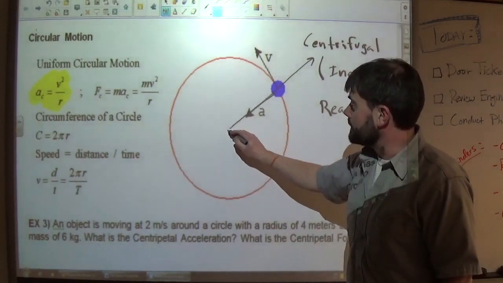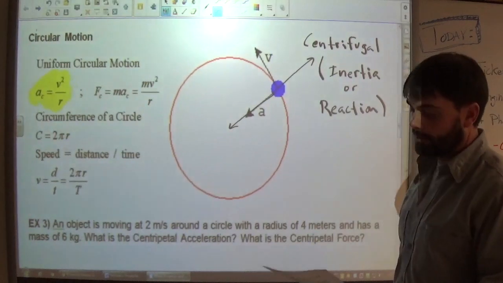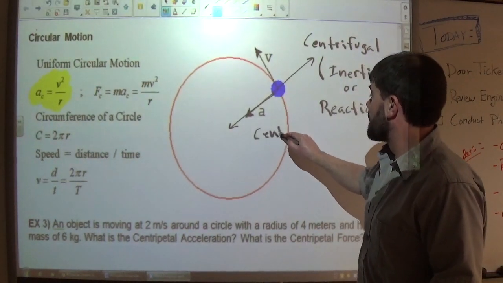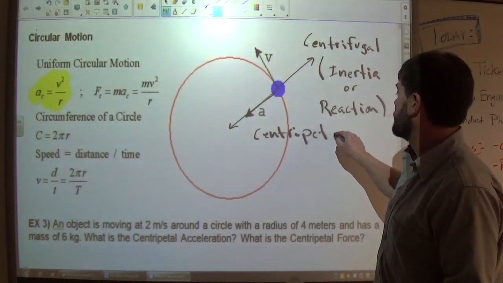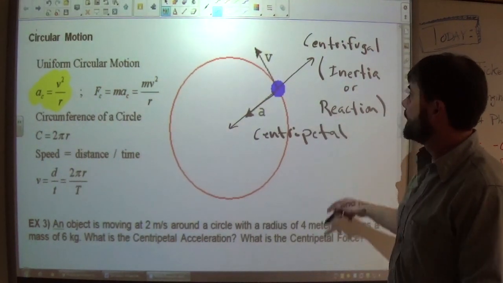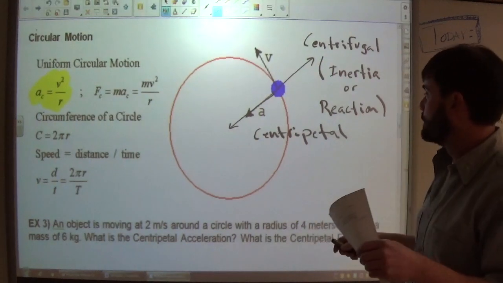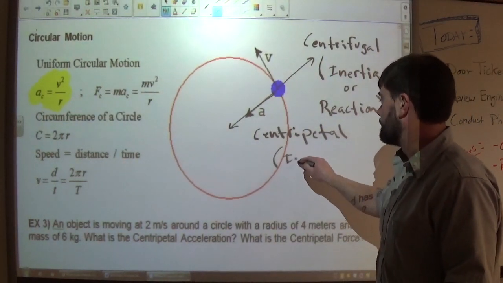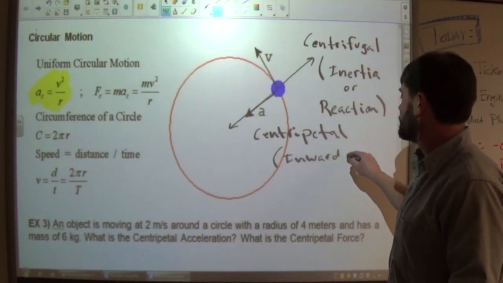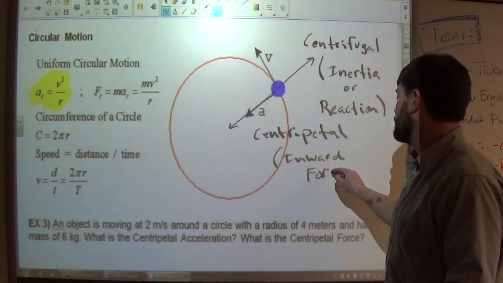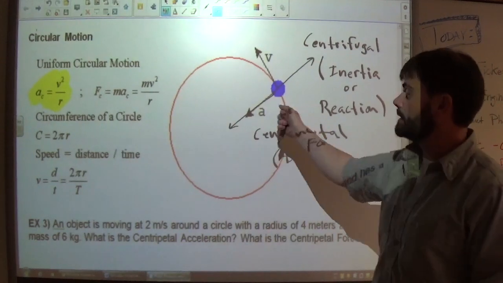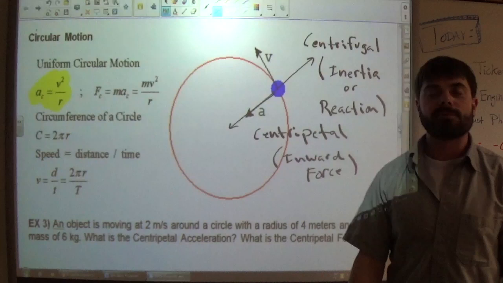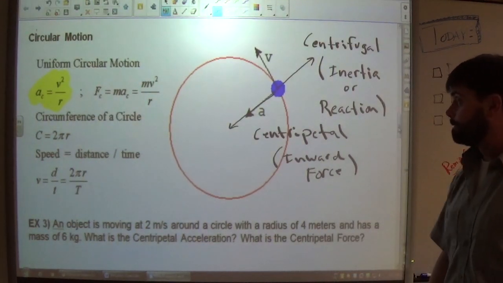The force that actually does keep it going in a circle, which is pulling it toward the middle, is centripetal force. So I try to remember this one as pedal, like pedaling a bicycle, kind of circular. The centripetal means the inward force. So it's always center seeking. So it's wanting to pull it toward the middle. If you were to attach a ball to a string and you spun it in a circle, the string pulling it in toward the center would be considered the centripetal force.